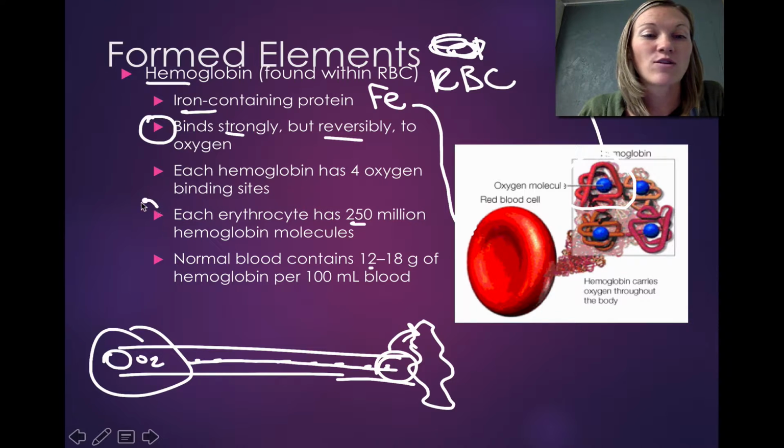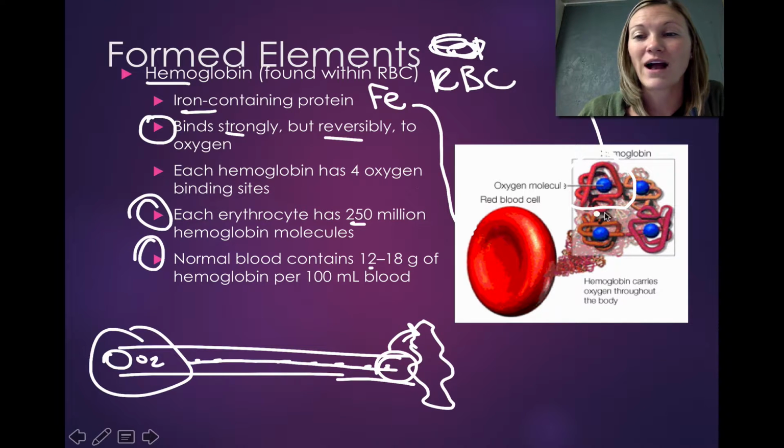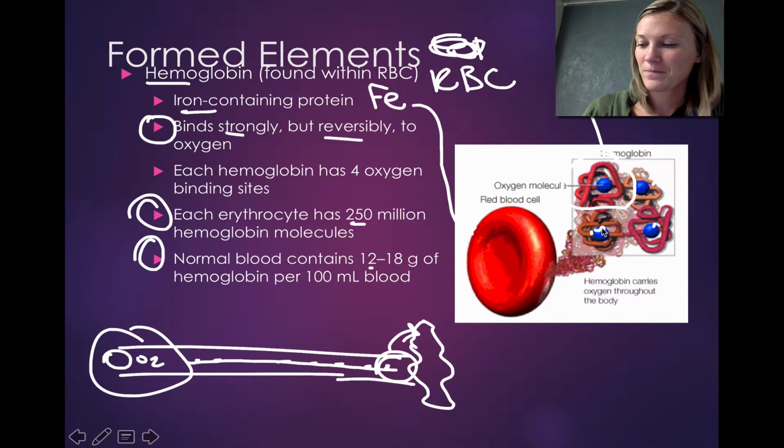So I don't necessarily need you to memorize those two facts, but each hemoglobin does have 4 oxygen binding sites, which you can see right here. So we have our oxygen, or I guess our red blood cell is here, and then 1, 2, 3, 4. So we have 4 quaternary structures of hemoglobin there.